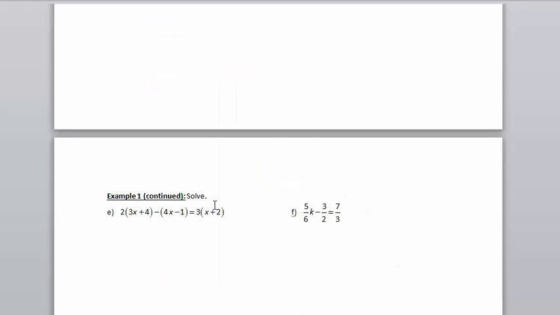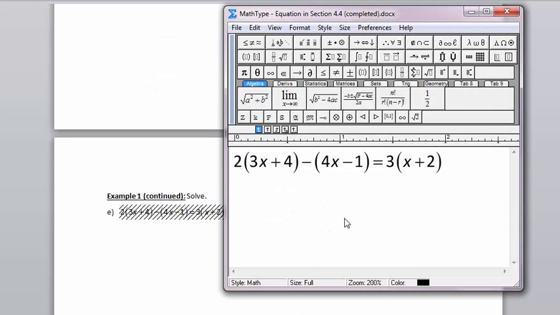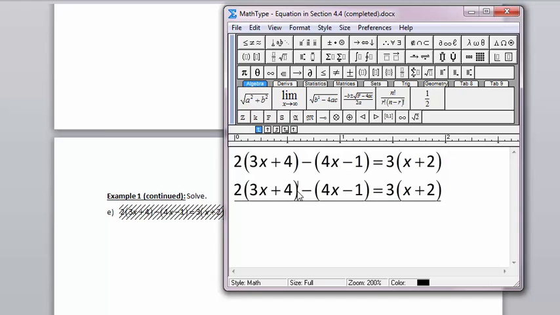We've got some more examples to look at. Part E, we've got several distributes to complete before we can begin solving this problem. So the first set of parentheses here, we're going to have 2 times 3x is 6x, and 2 times 4 is 8. In the second set of parentheses, that negative is going to distribute and cause a negative 4x and a positive 1. And for the last set, on the other side of the equal sign, we're going to have 3x plus 6.